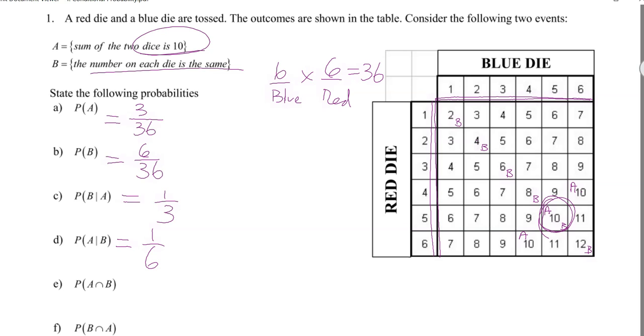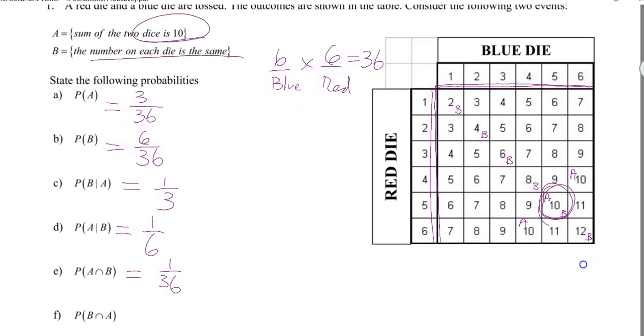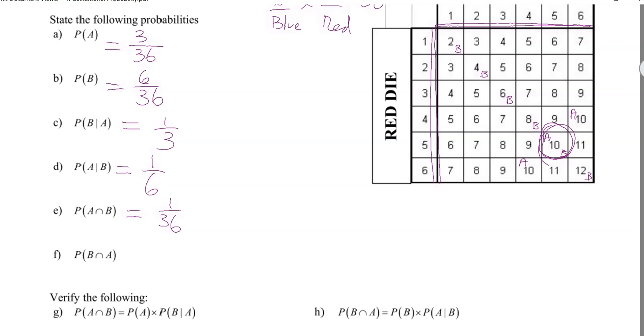The probability of A intersect B, the intersection of A and B. So the probability of A and B. So the probability that we have a sum of 10 and doubles is 1 out of 36. That's 1 out of 36. And the probability of B and A, so the probability of doubles and that we have a sum of 10, is also 1 out of 36.